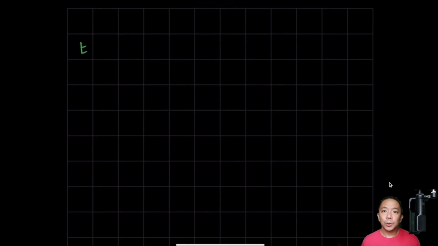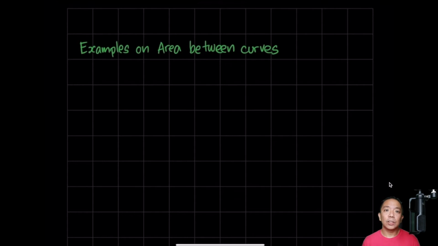Good day. So today, we'll look at some examples dun sa topic natin na area between two curves. And I hope that you pause the video and give yourself a chance to answer these exercises on your own first before proceeding dito sa video na to. And then let's just compare our solutions.